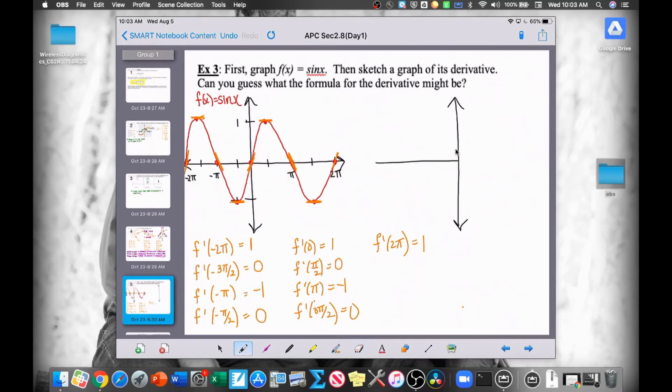So now I'm going to sketch those. So again, this will be pi, 2 pi, negative 2 pi. This is positive 1, and this is negative 1. All right, so when I sketch this curve, I'm just plotting these slopes as ordered pairs. So this is going to be f prime of x, okay? When x is negative 2 pi, I have a value of 1, because that was my slope on f of x. When x is negative 3 pi over 2, I have a value of 0. When x is negative pi, I have a value of negative 1.